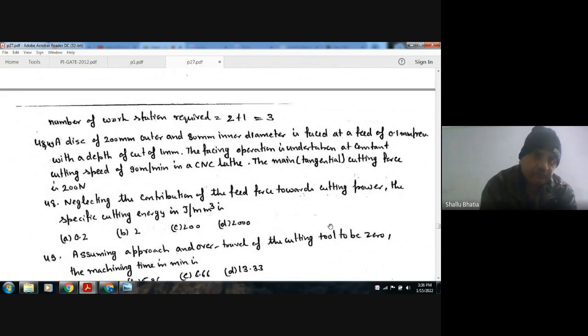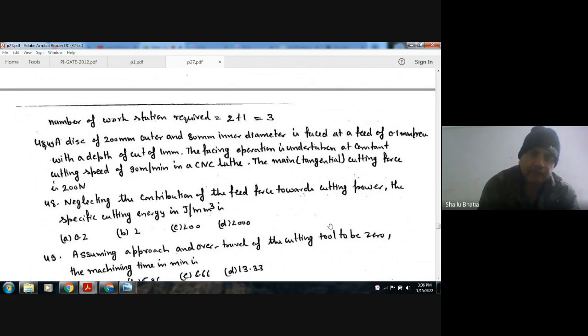Next, question 49. A disc of 200 mm outer diameter and 80 mm inner diameter is faced at a feed of 0.1 mm per revolution with a depth of cut of 1 mm. The facing operation is undertaken at a constant cutting speed of 90 meters per minute in a CNC lathe.